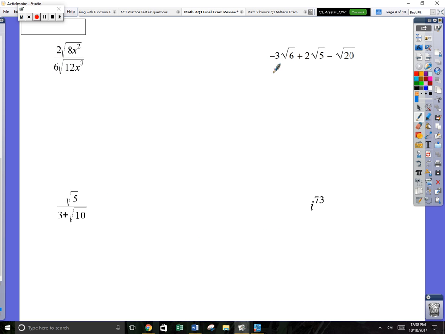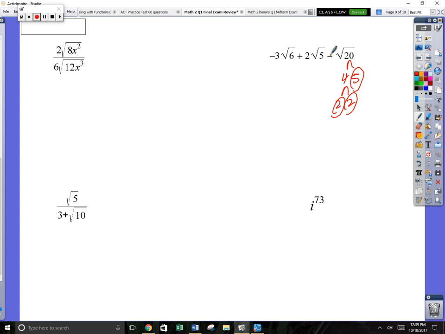Okay, an addition problem. You got negative 3 square root of 6 plus 2 square root of 5. Okay, 6 is done. A 2 and a 3, but only singles, no doubles. So that is simplified as far as it'll go. 5 is done. 20 is not. If you bust up 20, 20 will simplify to a 4 and a 5. 4 is a 2 and a 2.